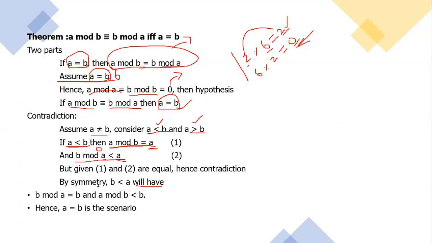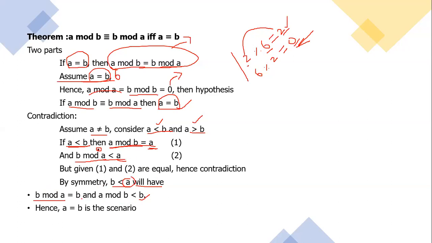So by symmetry, B is less than A, A is the smaller one. We'll have B mod A equal to B and A mod B less than B. The same way I can say this one also, just changing the value. B mod A is equal to B and A mod B is less than B.